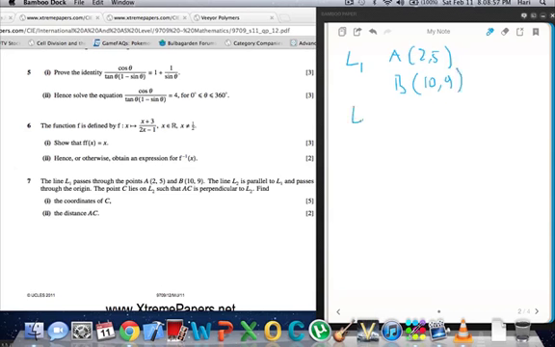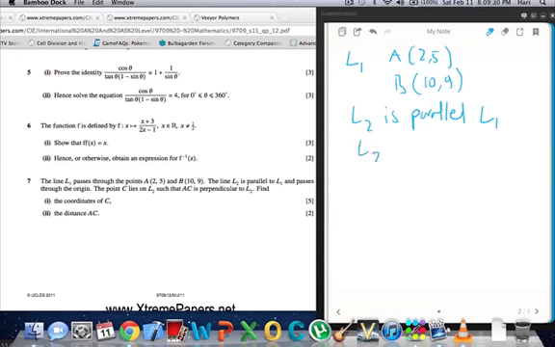The line L2 is parallel to L1. Forgot the symbol for parallel, but I think you know what I mean. That means it has the same slope. If they say parallel, that means it's the same slope. If it's perpendicular, then the product of the slopes gives -1. So L2 is parallel to L1 and passes through the origin.